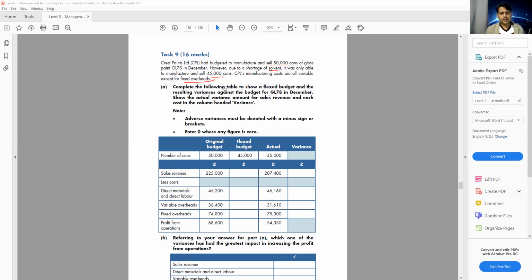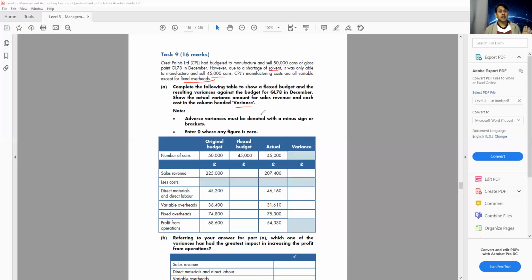Let's complete the table for the flex budget, resulting in the variance. You have to calculate the variance. Show the variance for the sales revenue and each cost. You're going to show the variance. You already know it, isn't it?